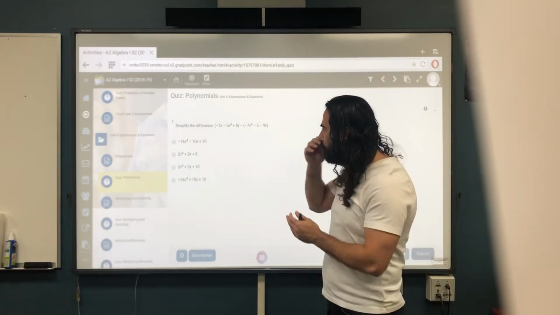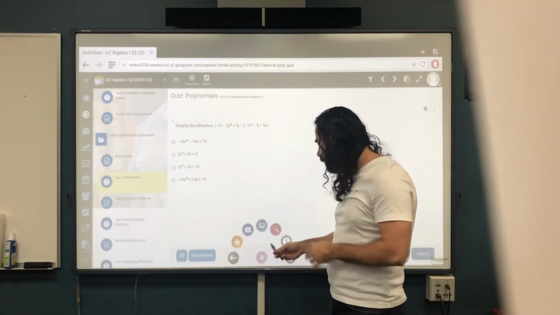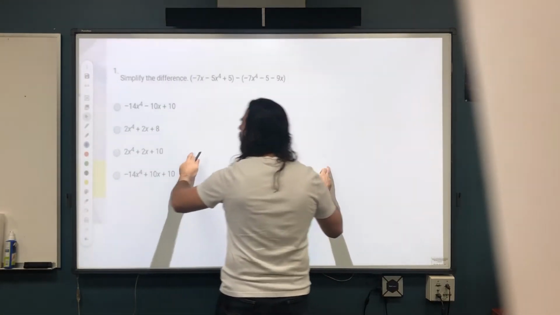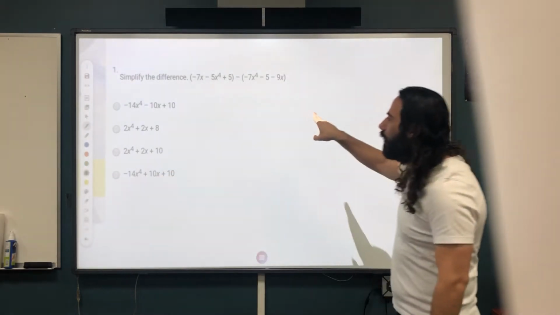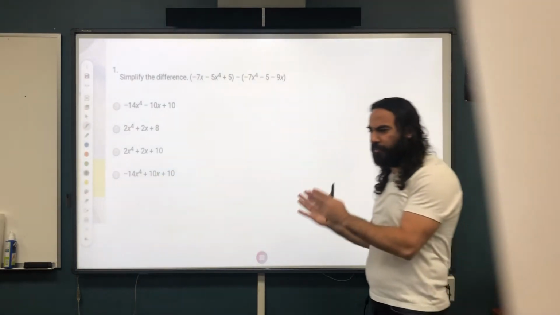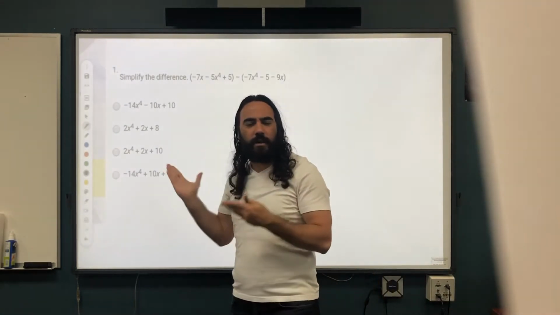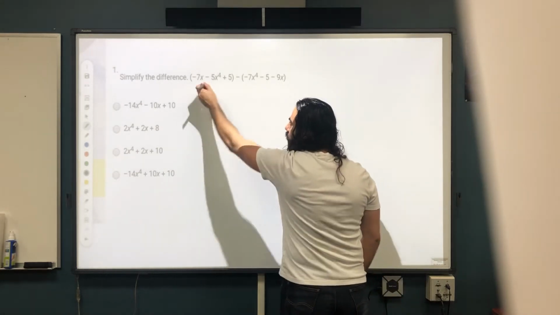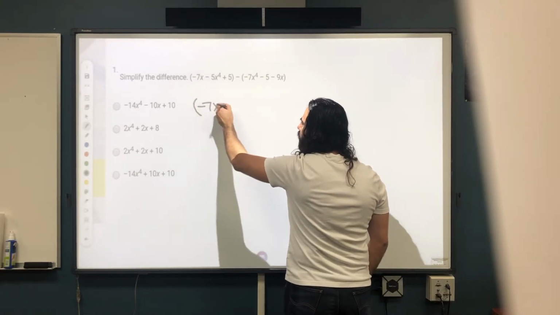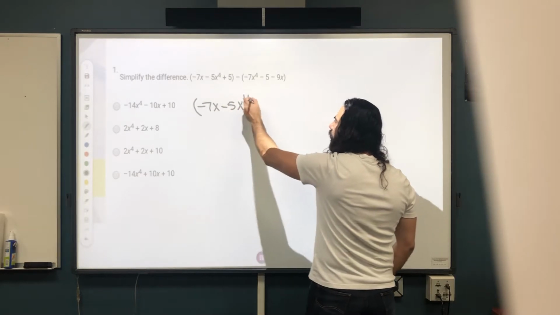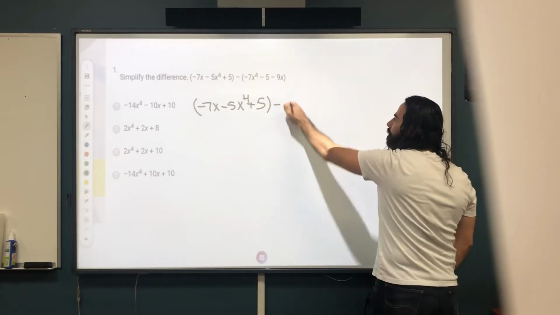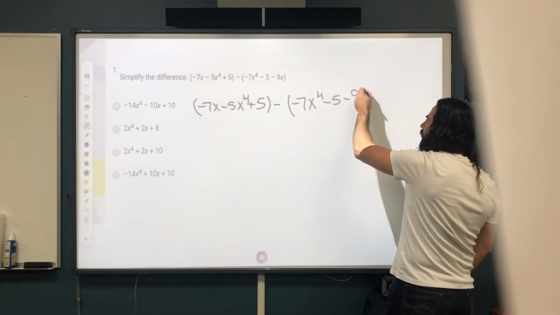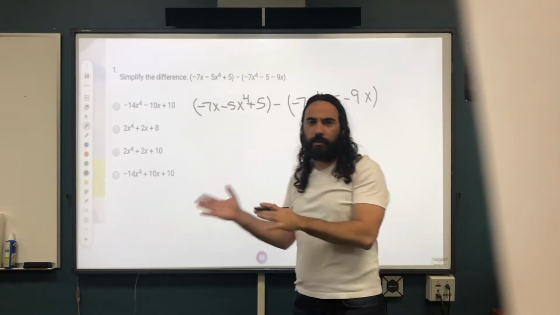So, the first question that we're going to work on is: simplify the difference between two polynomials. If you know how to add and subtract numbers, this will be as easy as possible. So, let's begin. We have the first polynomial, I'll rewrite it: negative 7x minus 5x to the power of 4 plus 5, minus negative 7x to the power of 4 minus 5 minus 9x. All you need to do is combine like terms.